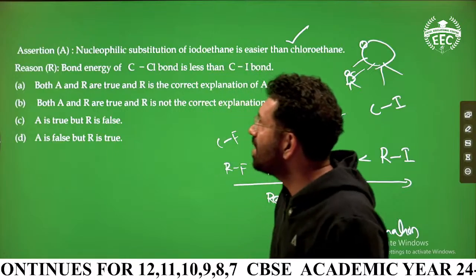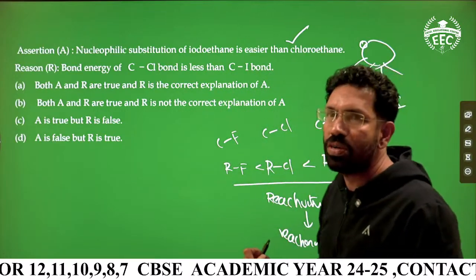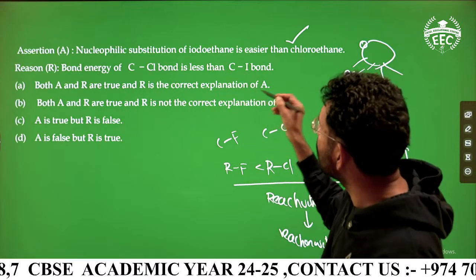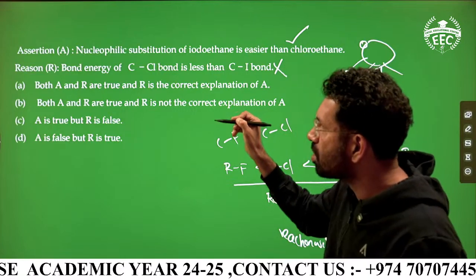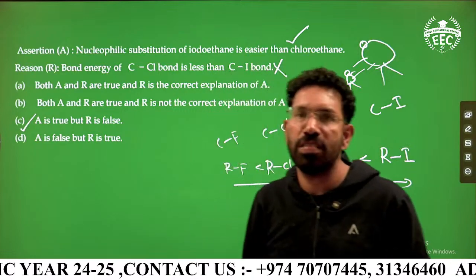So here we can say nucleophilic substitution of iodoethane is easier than chloroethane. Correct. The bond energy of the C-Cl bond is less than the C-I bond. That is wrong. So the assertion is correct, the reason is false. So it's option C. Option C is your answer.